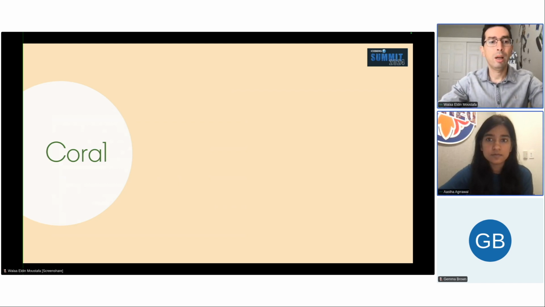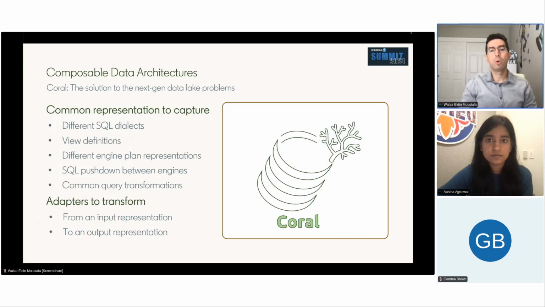So to understand how we achieve this using Coral, which is the query rewrite component that we use to achieve that rewrite, let's take a look at what Coral is as well. Coral is a query rewrite engine that is comprised of 2 main components. One is the common representation that captures the logic in a query, and it can express different SQL dialects or different query plans or different ways to push down predicates from engines to data sources and so on.